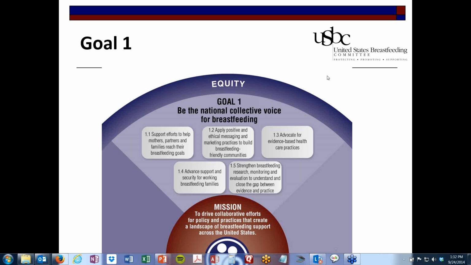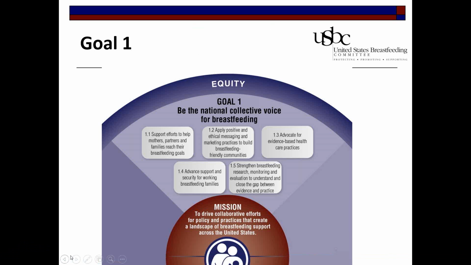1.2 is to apply positive and ethical messaging and marketing practices to build breastfeeding-friendly communities. The third one is to advocate for evidence-based healthcare practices, which is so important in terms of how we actually manage breastfeeding in the field, medically as well as in other areas of care. Advance support and security for working breastfeeding families, and then strengthen breastfeeding research, monitoring, and evaluation to understand and close the gap between evidence and practice.